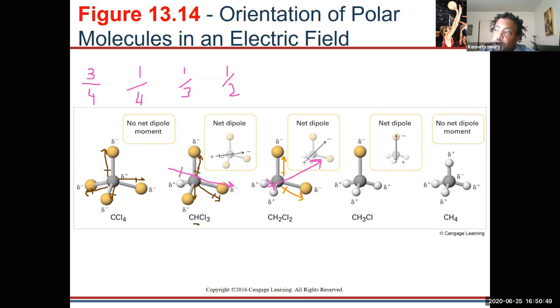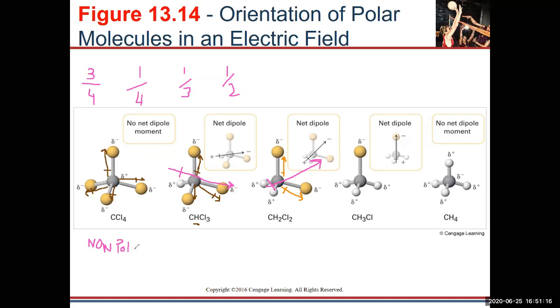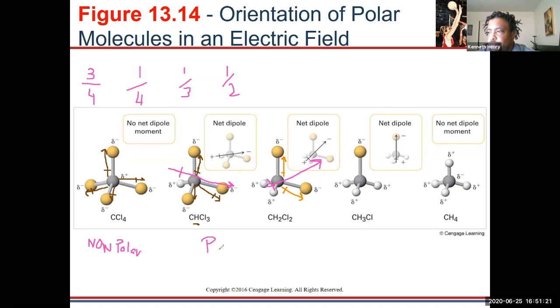So anytime that you have a dipole moment, you have a net dipole where one side seems more positive than the other. That means you are polar. This one, since you're being pulled evenly, has no polarity associated with it. So it's nonpolar. This guy, nonpolar. And then these guys are all going to be polar.